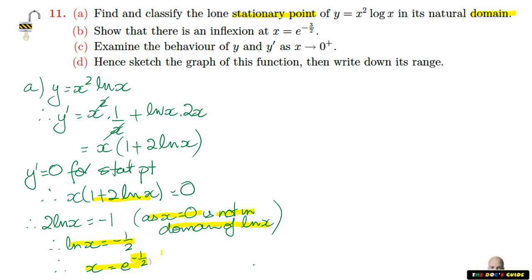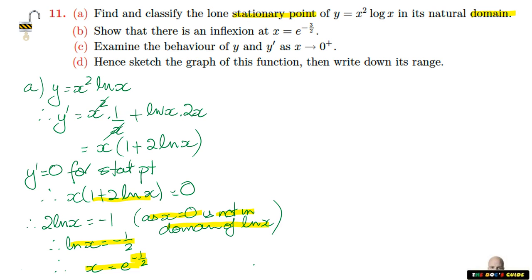What does that mean? It's just a number. It's 1 on the square root of e, about 3. So it's a positive number, and it's a number a little bit smaller than 1.